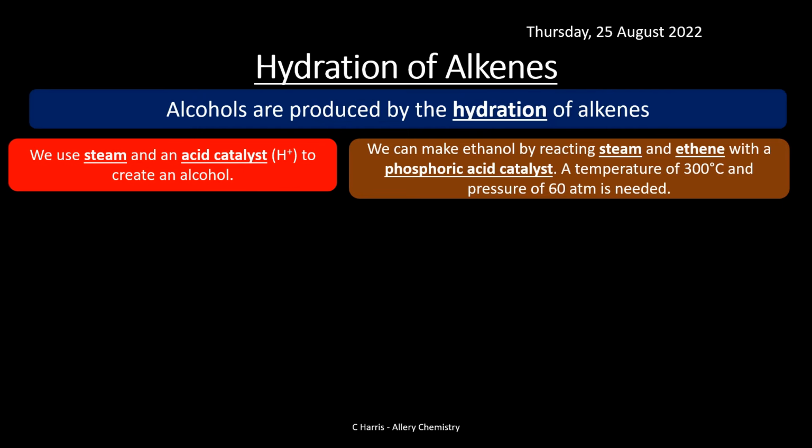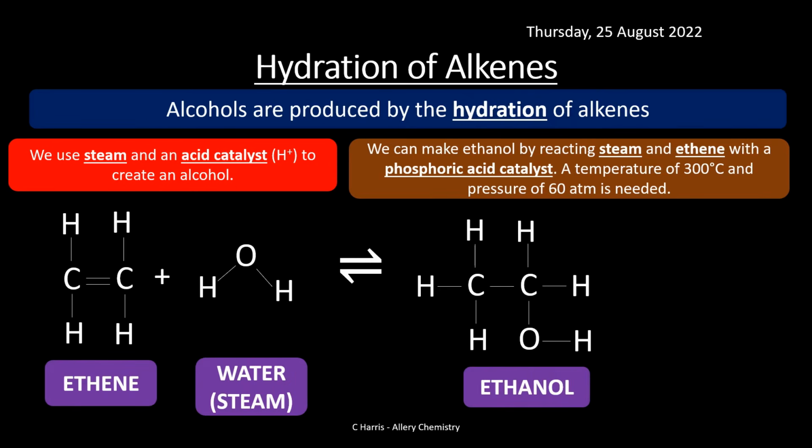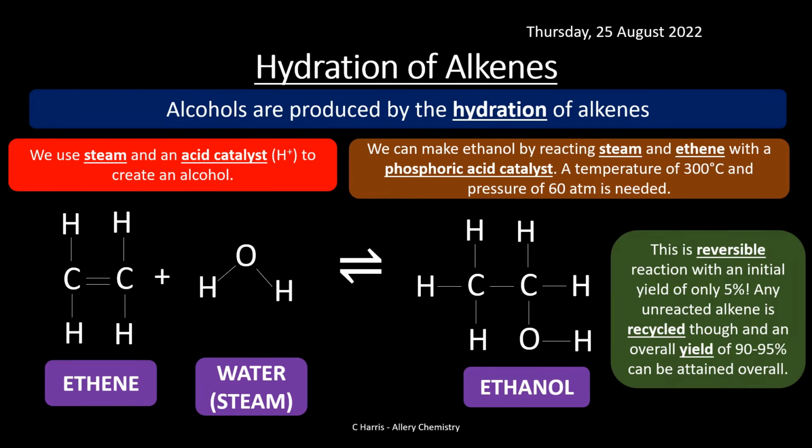So this method would have been one of the methods kicked into action by large chemical firms to mass produce alcohol gels and cleaning products, and this is one of the reactions they would have had to do. So alkenes, there we are. We've got ethene in this case reacting with water, which is steam, and then we react them together with the acid catalyst, and we produce ethanol.